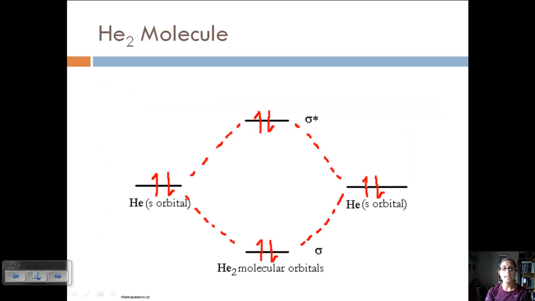Okay, so here is helium's molecular orbital diagram. Each helium is donating 2 electrons. We fill our lower energy molecular orbital, and then we have 2 left. So we fill our higher energy anti-bonding molecular orbital, and so then we would get 2 minus 2 over 2. So we would get 0.